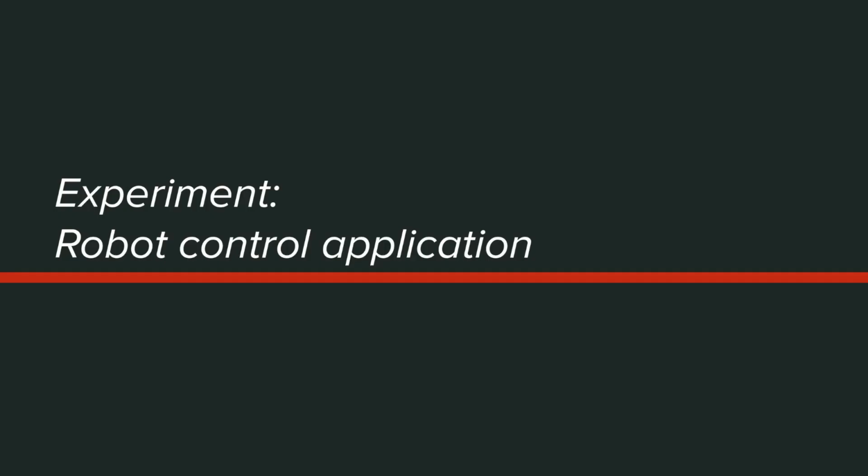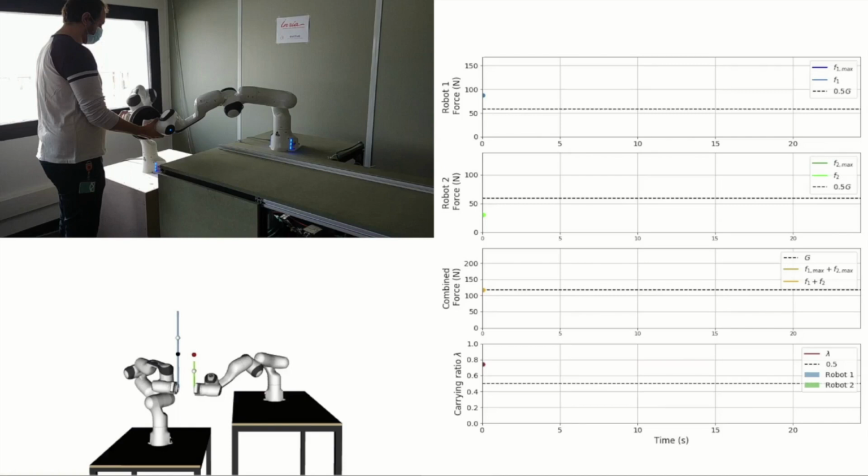To demonstrate the potential of this algorithm for robot control, we created a simple example experiment. In this experiment, 2 Panda robots are jointly carrying a 12 kg object. Each of the robots compensates for a part of the total mass as a function of their own maximum carrying capacity. The human operator freely moves the object through the common workspace.